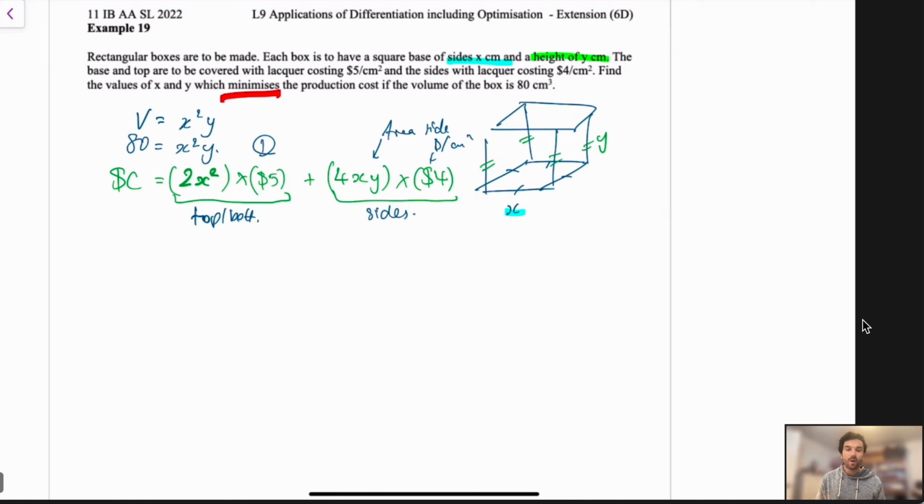As always, we don't like to have x's and y's. We want to have only one variable. And we can see that, and let's call this equation 2. Equation 1 can help us swap out those y's for x's or x's for y's. It depends which way you prefer to do it. I'm going to swap out y's. So here we go. Let's rearrange that equation.